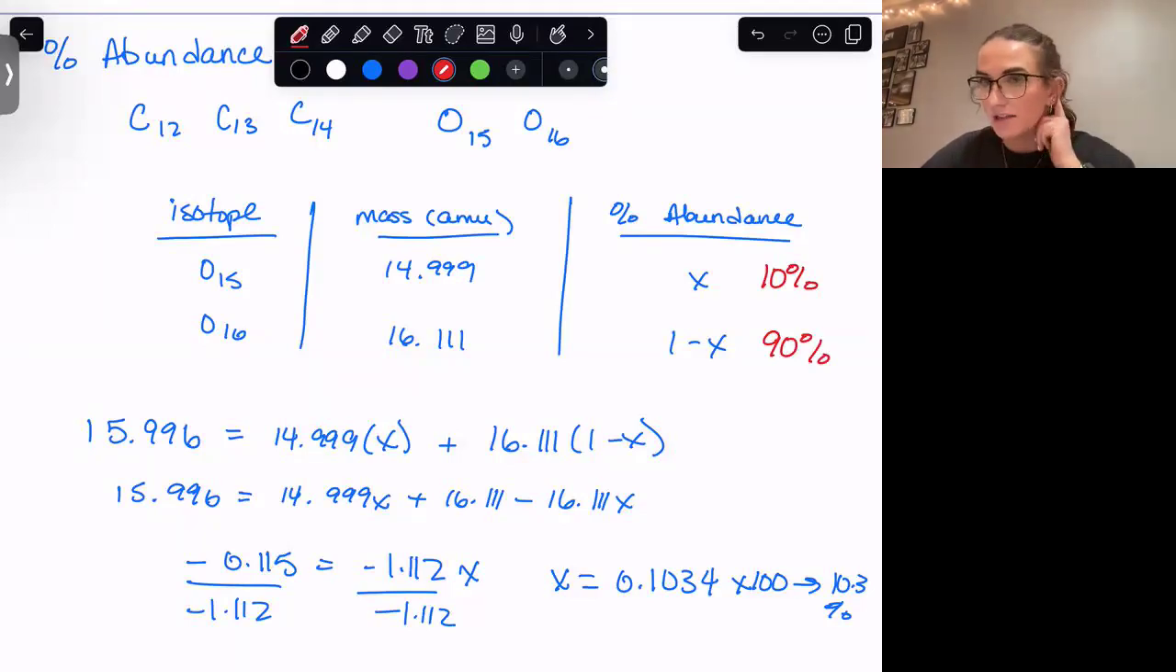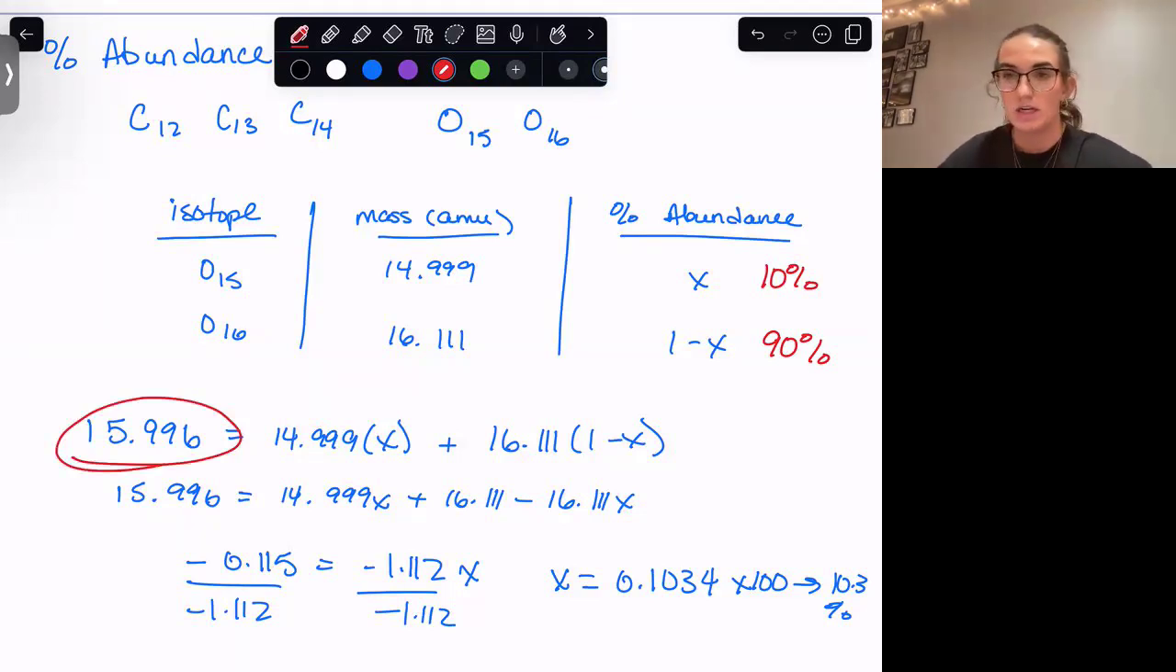Right, and that would make sense because the molar mass for oxygen is closer to 16 than it is to 15. And so we need a lot more of that 16 isotope to bring up the average of that molar mass compared to the 14 or the 15. Okay, does that help with my percent abundance questions?